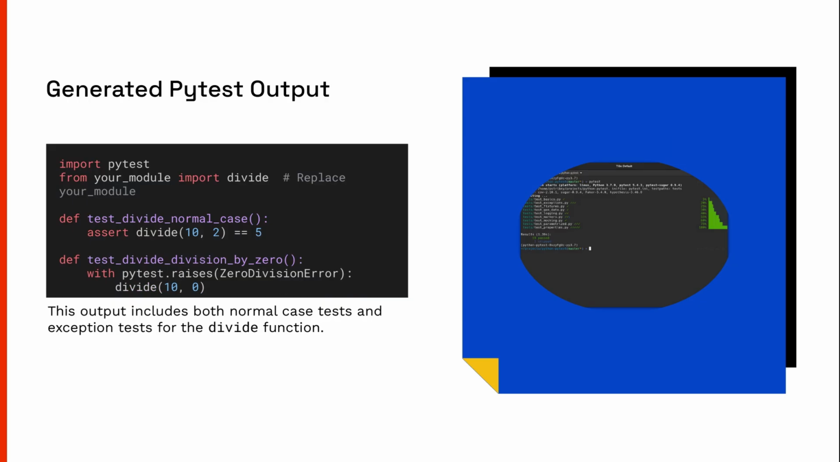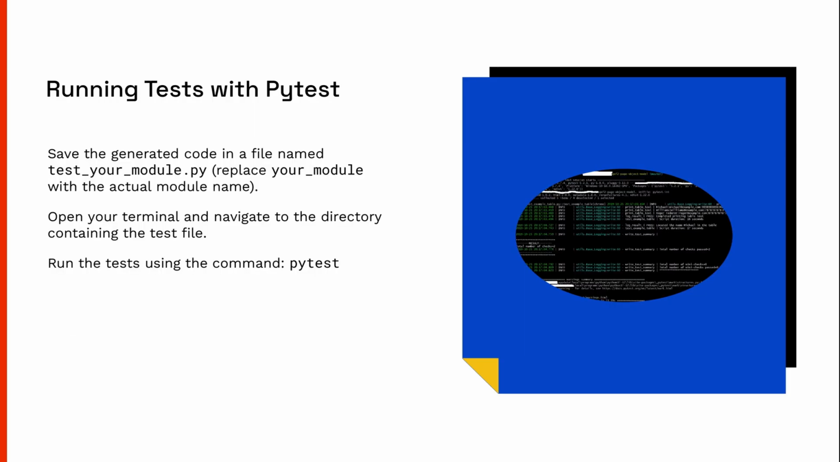ChatGPT will generate a clean pytest test file. You'll see tests for normal division, floating point values, and a test that verifies the division by 0 error using pytest raises. This is exactly what professional unit test code looks like. Save the generated test file, then run pytest in your terminal. If everything is set up correctly, all tests should pass successfully.